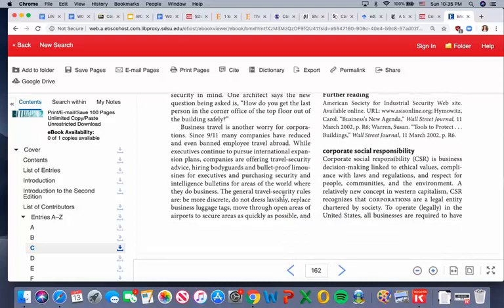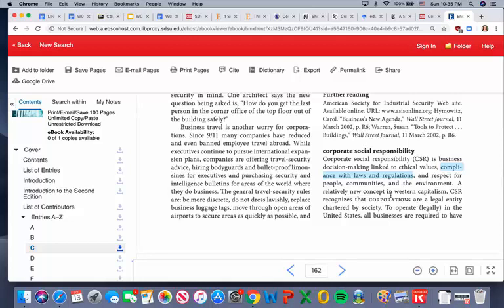So we've got this definition here, this entry. Corporate social responsibility is business decision making linked to ethical values, compliance with laws and regulations, and respect for people, communities, and the environment. So this is interesting because we've got this idea that it doesn't consider the business itself so much. But we can see that we've got this idea we haven't worked with before, compliance with laws and regulations. I think that makes sense as a part of it.